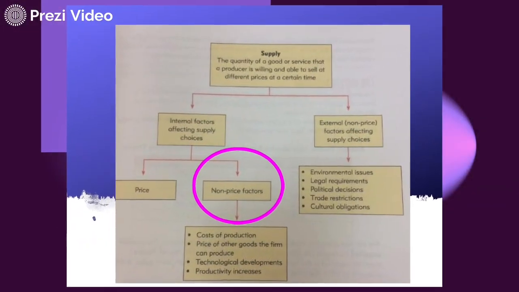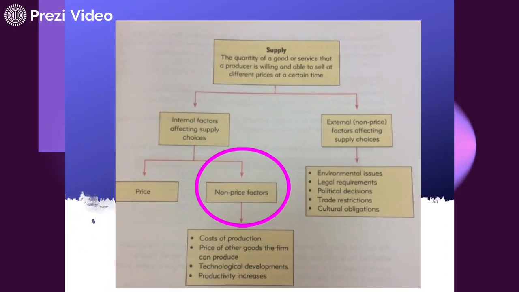So if we look at our whole table about supply, we can see that on the left it says price. That was what we did in the first section. That will be one question. The next two questions of the exam will be about non-price factors. Where I've got the pink circle, these ones are internal factors, and they are the costs of production, price of other goods the firm can produce.